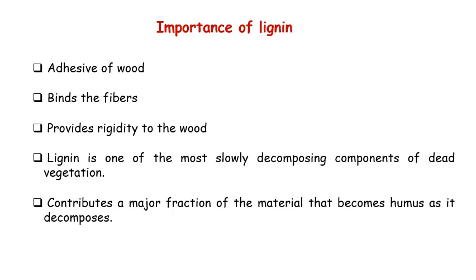Similarly, lignin is one of the most slowly decomposing components of dead vegetation. The lignin in any dead vegetation decomposes very slowly. So its decomposition rate is very much slow as compared to the other plant debris. And it also contributes a major fraction of the material that becomes humus as it decomposes.